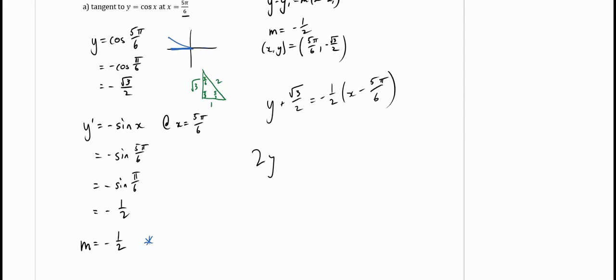So 2y plus root 3, and I'm left with negative 1 times the bracket, so I'm going to distribute that through, equals negative x plus 5 pi over 6. And I'm going to put this in standard form. So I'm going to bring the x over: x plus 2y plus root 3 minus 5 pi over 6 equals 0. And I'm going to leave those as exact values, not try to put them together. Kind of nasty because of the pi in there, but.